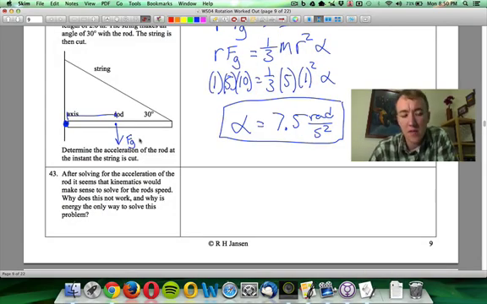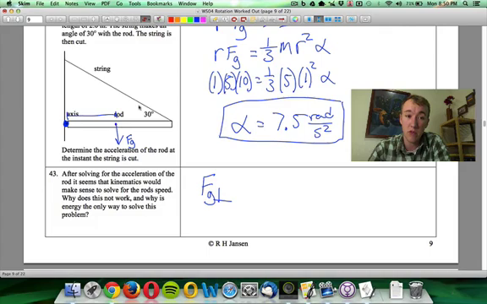Number 43 asks, after solving for the acceleration of the rod, it seems that kinematics would make sense to solve for the rod's speed. Why does this not work, and why is energy the only way to solve this problem? I kind of alluded to it just a moment ago when we were talking about 42, that we can't use kinematics because the angular velocity isn't going to stay constant. This force of gravity right here isn't always going to be completely perpendicular. We always have to use the perpendicular component of the force of gravity.